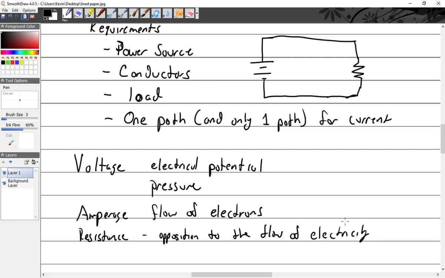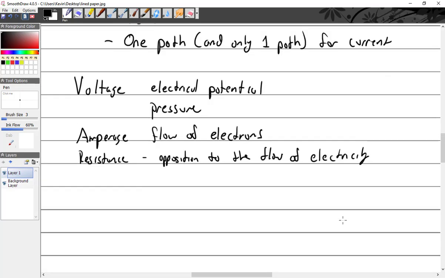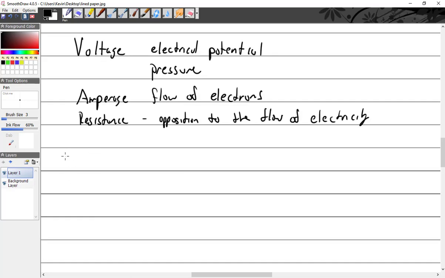All right, so if we have these in mind, this is all 309 stuff, right? We covered all of this. We learned all about this, so I don't want to spend a bunch of time here on it. Well, let's talk about Ohm's law.